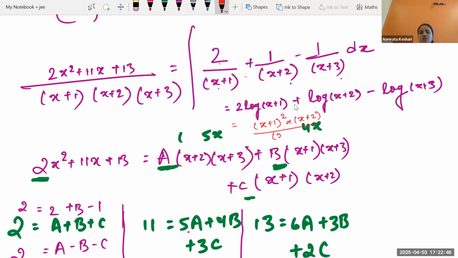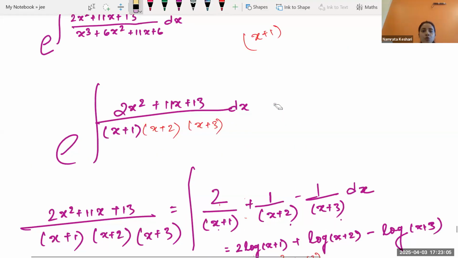Is it making sense? Yes, ma'am. We are just using the property of logarithm. Okay, this is what we have. Log of this, and e to the power is there, so basically we are just left with this one: (x + 1)² (x + 2) / (x + 3).